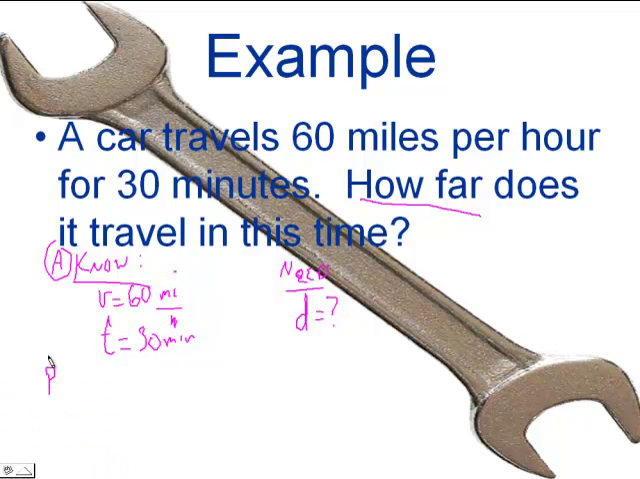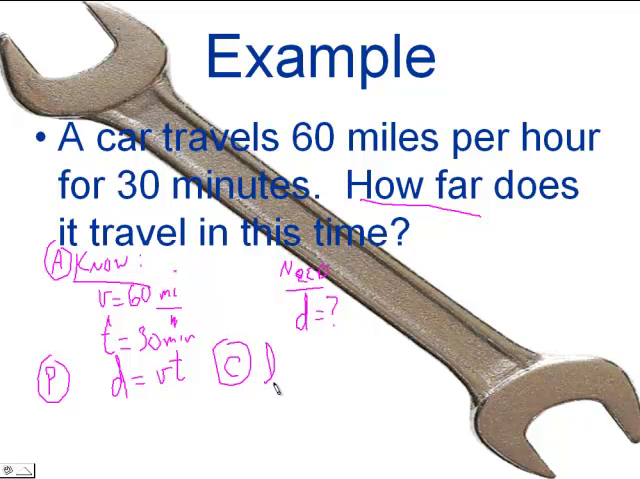Now I need to make a plan. Well, what's my plan? I have to ask myself, do I know an equation that connects these things? In fact, I do know an equation that connects distance, speed, and time. Distance equals speed times time. All right, so there's my plan. I'll take my speed, my time that I know, I'll plug them in here, and I should be able to get distance. So now I'm on to the compute step, the C step.